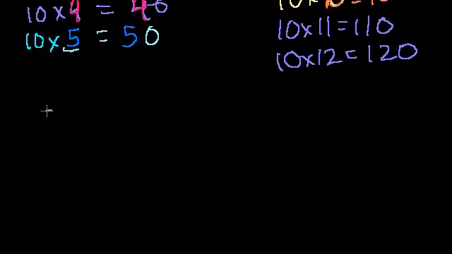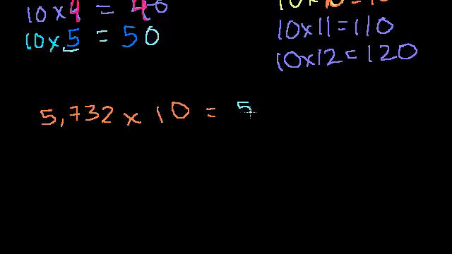If I asked you what 5,732 times 10 is, what's it going to be? It's going to be this number with just one more 0. So it's going to be, I won't read it out yet, 5732 with a 0 behind it.